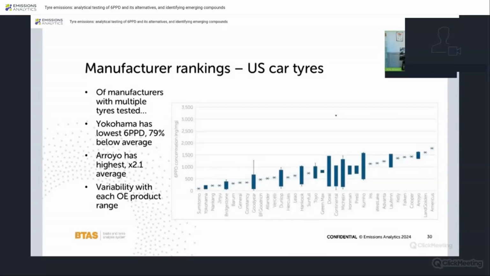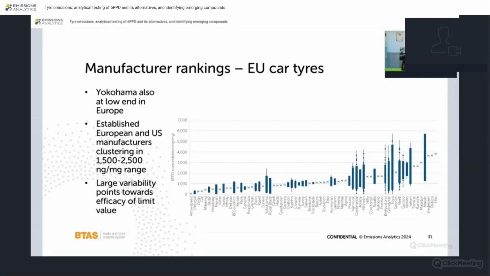I mean, we do also have to caveat this to say, even though we have tested a lot of tyres, there could possibly be some residual selection biases in the tyres we've actually been able to test. In the EU, we've tested more manufacturers selling into the European market, primarily as there are more budget Asian brands on sale in Europe. But again, Yokohama comes out towards the low end in Europe as well. Most of the established European and US owned manufacturers are clustering in the 1500 to 2500 nanogram per milligram range. And to be clear, what that means is nanograms of 6PPD per milligram of tyre material tested.